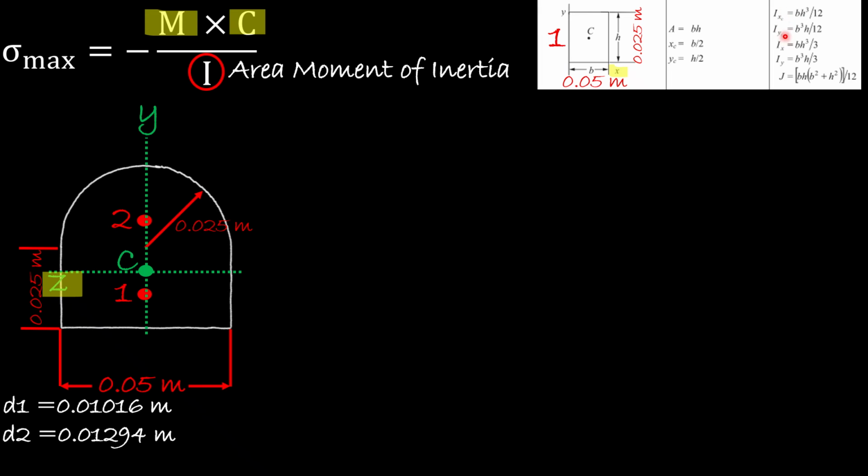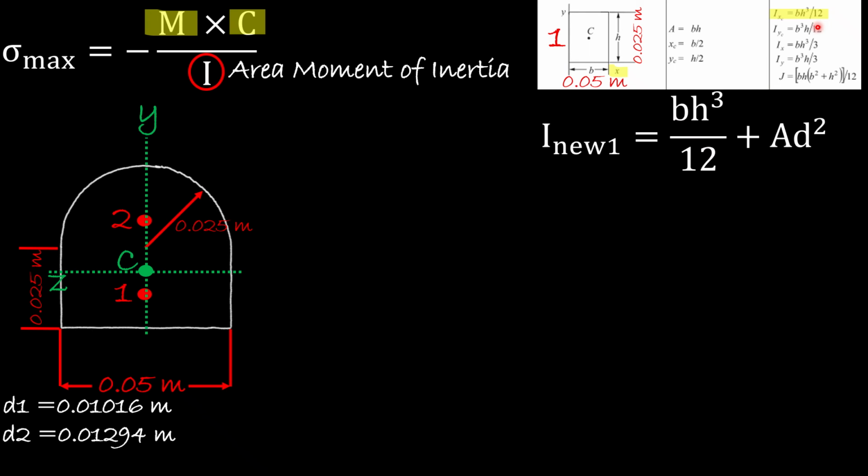So it will be either these two, and with respect to the axis of rotation, that will be the X. So we will use this expression right here. Now let's write down this expression. The new area moment of inertia for shape 1 will be this expression, base times height cubed divided by 12, plus, now we will use the parallel axis theorem, the area of shape 1 times the distance.